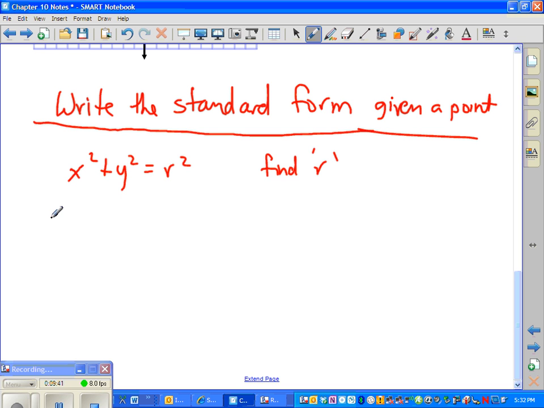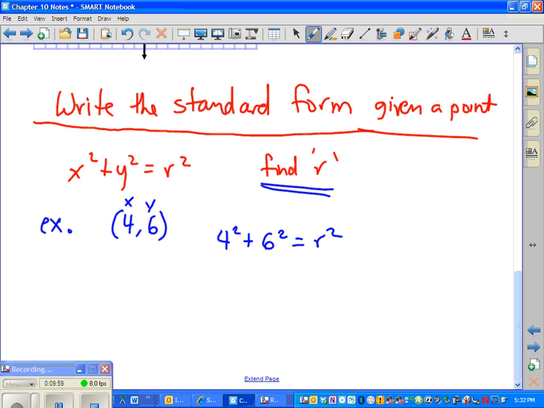So let's say they said, for this example, write the standard form given this point. Well, what does this point even represent? This point represents an x and a y. So I'm going to plug them in. And remember, our goal again every time is we need to know what r is. So x squared plus y squared equals r squared. So I have 16 plus 36 equals r squared. This is 52 equals r squared.